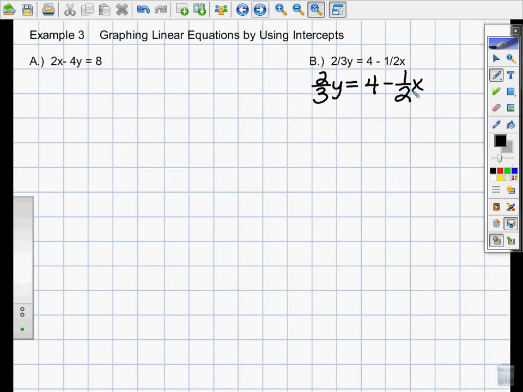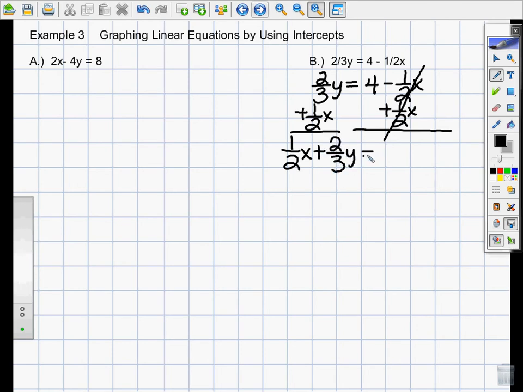So let's tackle each one. Let's put it in standard form first of all. And remember, standard form, we want x and y on the same side. So I'm going to go ahead and move the 1/2 x term over to the other side by means of addition. So they're going to cancel out here on the right. That's exactly what I wanted it to do. And now here on the left, I've got 1/2 x plus 2/3 y is equal to 4. That looks great. So we're almost in standard form.